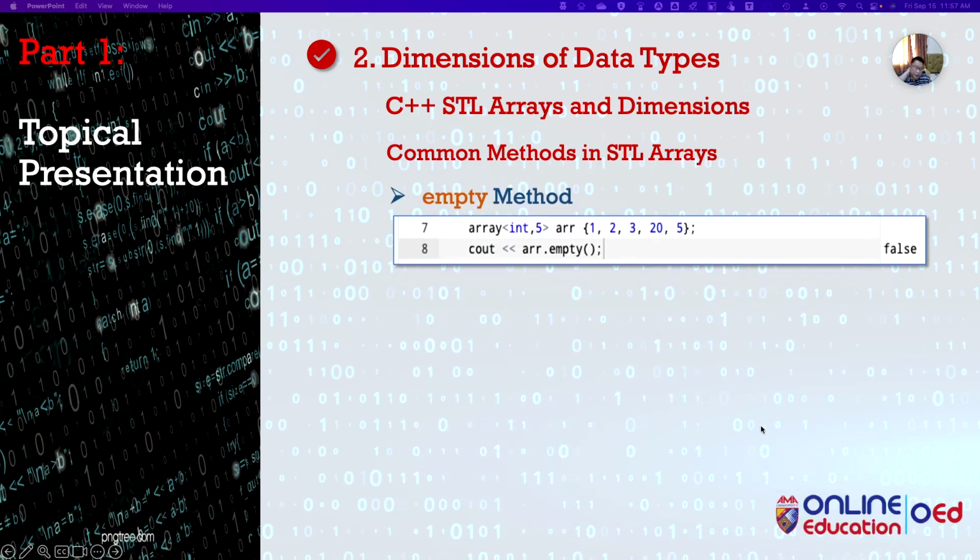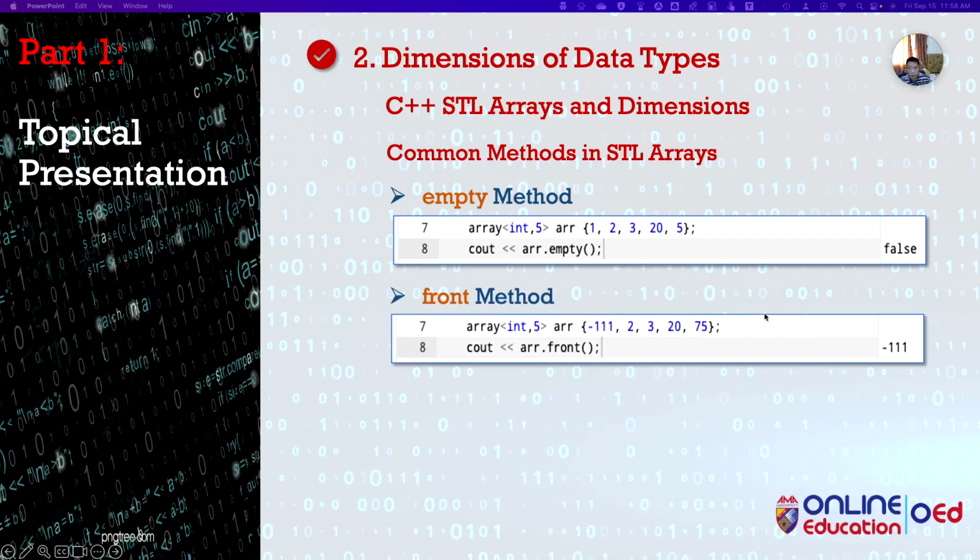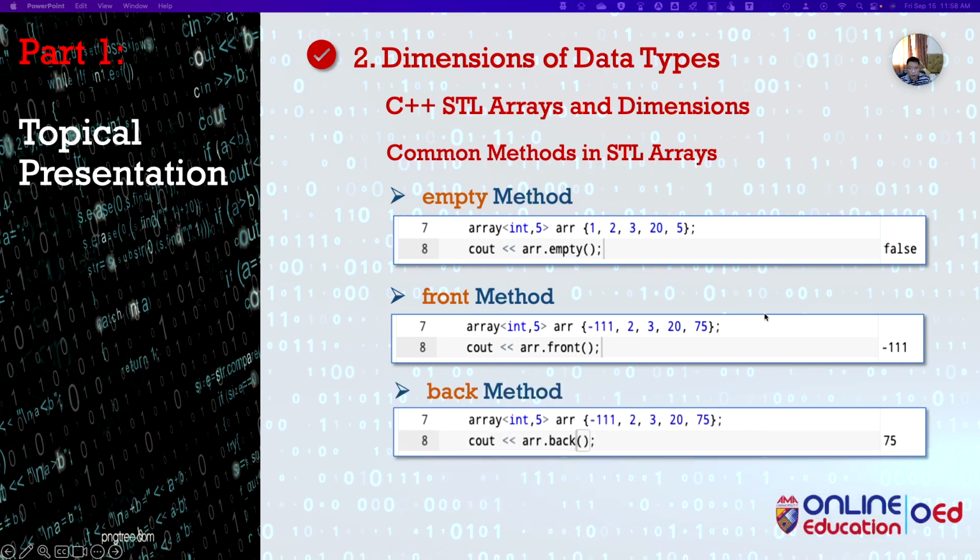The empty method is a Boolean method that tests if the array is empty or not. If the array is empty, it returns true. If it contains a value, it returns false. Front returns the value of the first element, while back returns the value of the last element. There are other methods available for the array class, but these are the most commonly used.